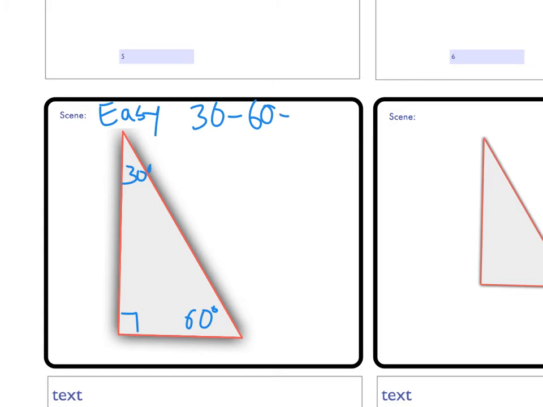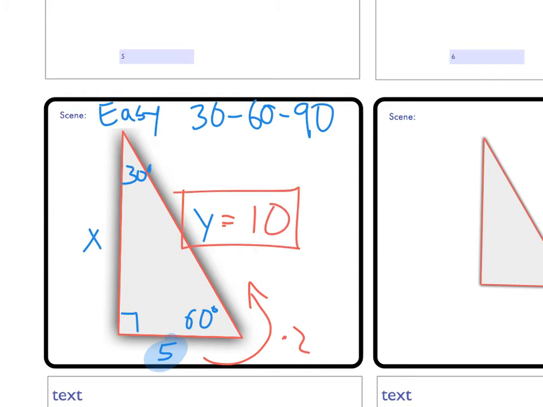Getting a little sloppy here. And so this guy here, let's say we know this side is 5. And we'll call that x, and we'll call that y. Well, we know this is easy because we know the short leg. And so we double that to get the hypotenuse. We always double the short leg to get the hypotenuse. So this guy's going to be 10.